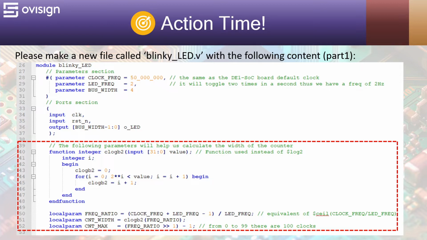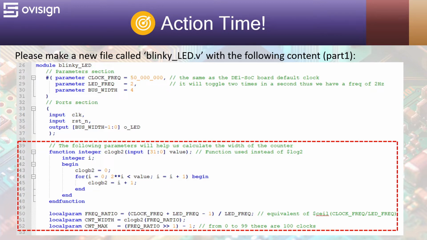At line 34, we declare the module ports, which are clock, reset N, and the OLED output. The Verilog code from lines 39 to 52 is executed only at compile time and calculates the width and the maximum value for our counter in order to obtain the LED blinking frequency. This code can be used in other projects where you need to calculate the base 2 logarithm for a value or to ceil a ratio between two parameters. Although Verilog has the $log2 and the $ceil functions, they are not synthesizable. That's why we need to implement our own versions.